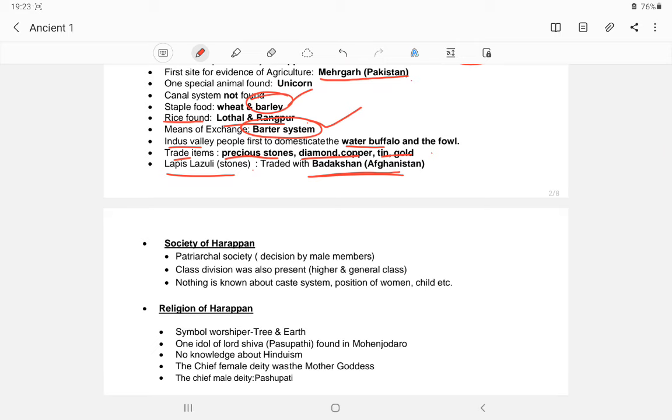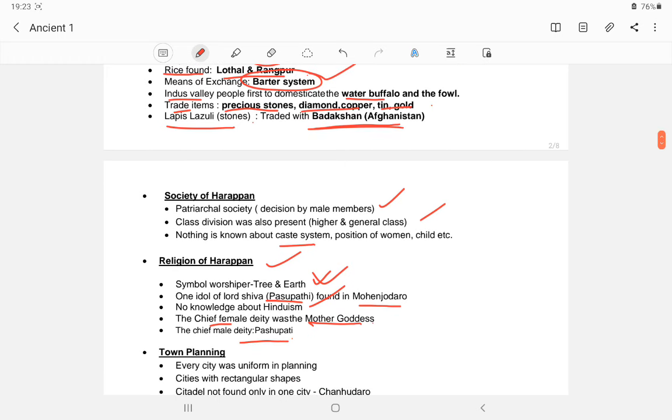Next, society of the urban civilization was a patriarchal regime, which means the father is the head of the family. Class division was also present, but nothing is known about the caste system. In religion, they celebrated and worshiped nature. Tree and earth are worshiped, and one idol of Lord Shiva, Pashupati, was found in Mohenjo-daro. There is no knowledge of Hinduism. The chief female deity is the Mother Goddess, and the chief male deity is Pashupati.